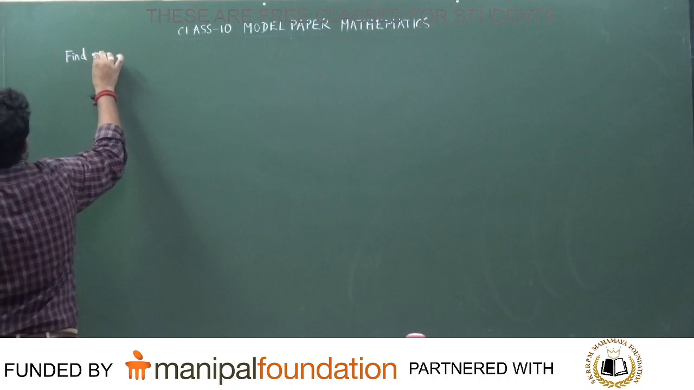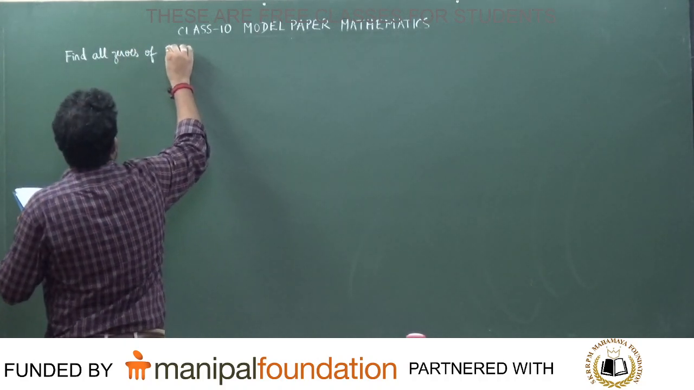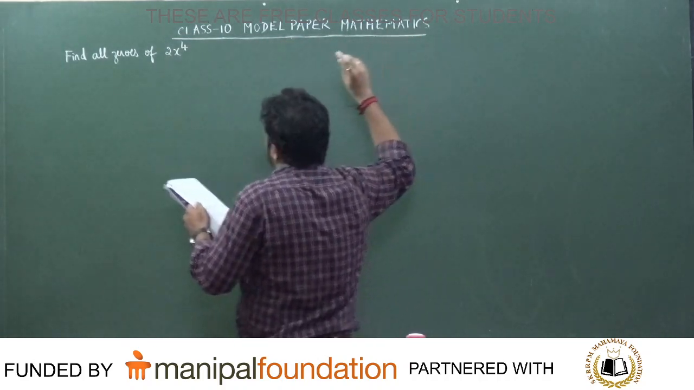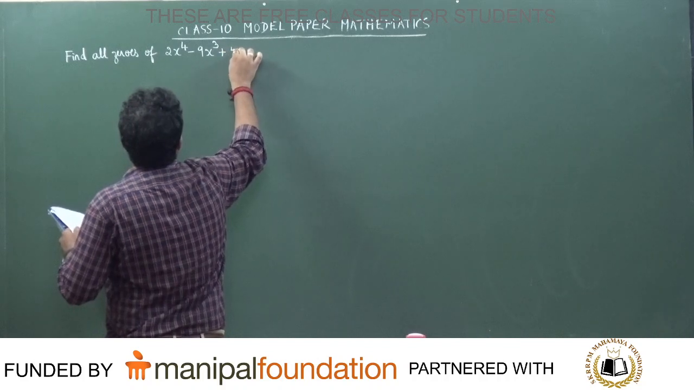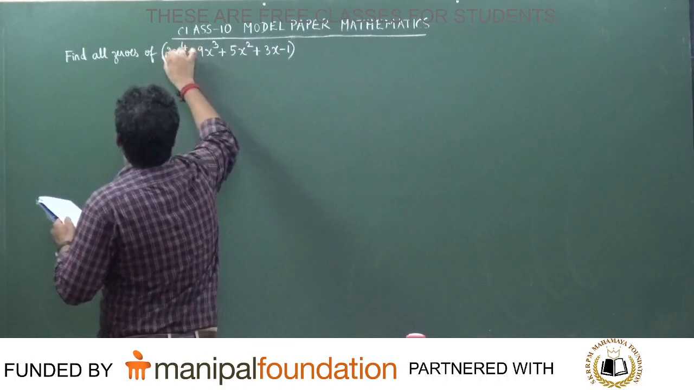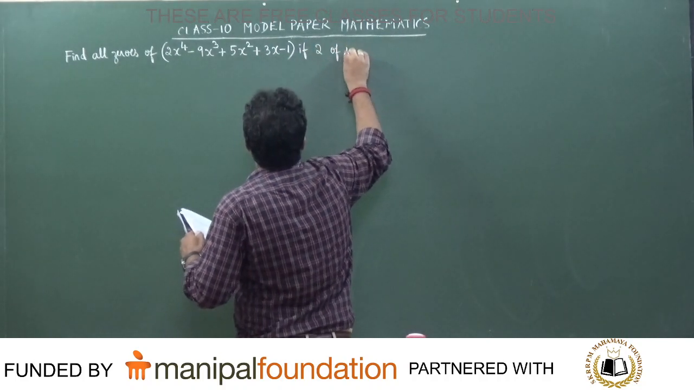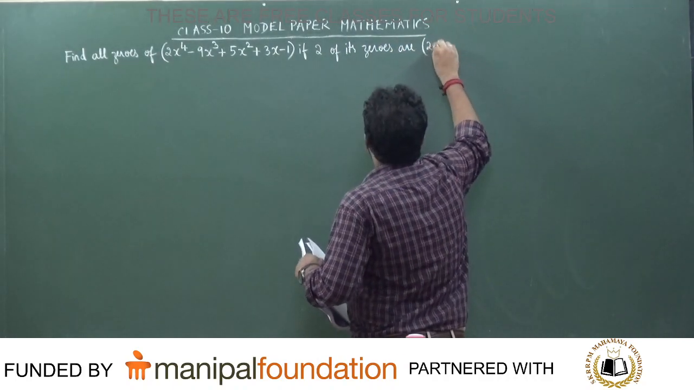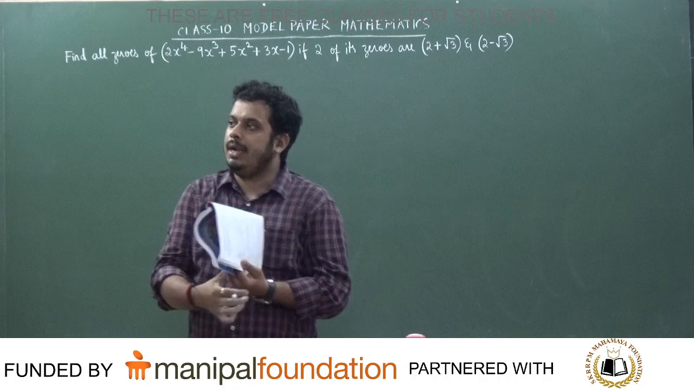Find from polynomials, this question is: find all the zeros of 2x to the power 4 minus 9x cube plus 5x square plus 3x minus 1, if two of its zeros are 2 plus root 3 and 2 minus root 3. Is it okay? 2 plus root 3 and 2 minus root 3.